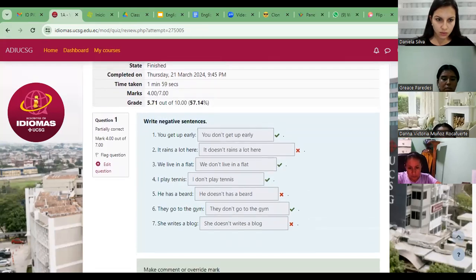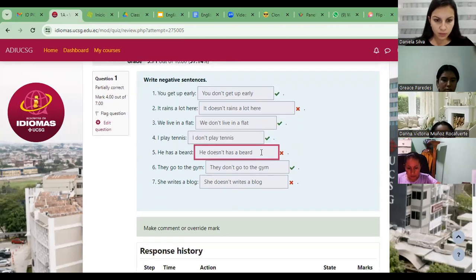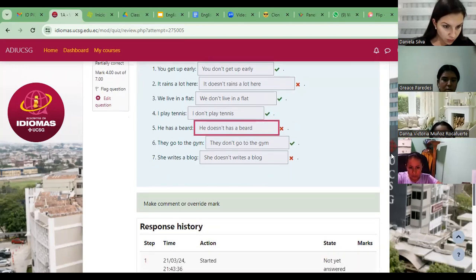Okay. It doesn't rain a lot here. What was the mistake? Hay un errorcillo ahí. Without S. If you're using the auxiliary, you shouldn't add an S to the main verb. Ya cuando usted usa el auxiliar, si la oración es negativa, ya aquí ya no le ponemos la S. Yes, ma'am. I'm sorry. Don't worry, don't worry. Si no nos equivocamos, nunca vamos a aprender. So the mistakes are just part of the process. Es bueno que nos equivoquemos. So it's actually good.